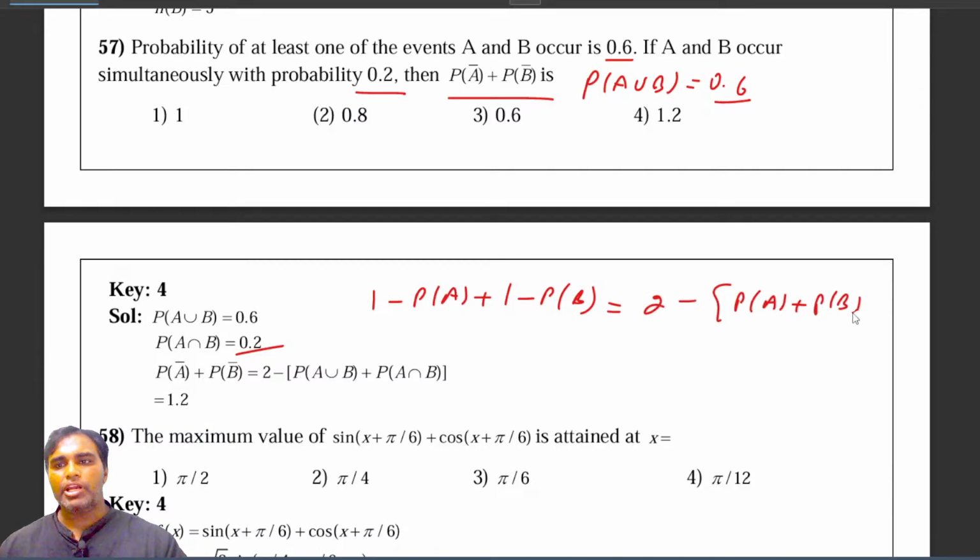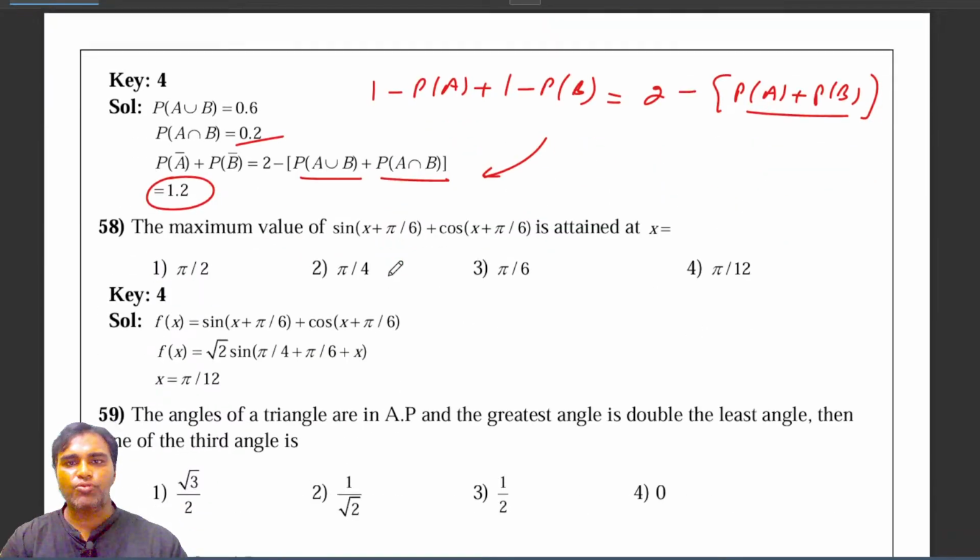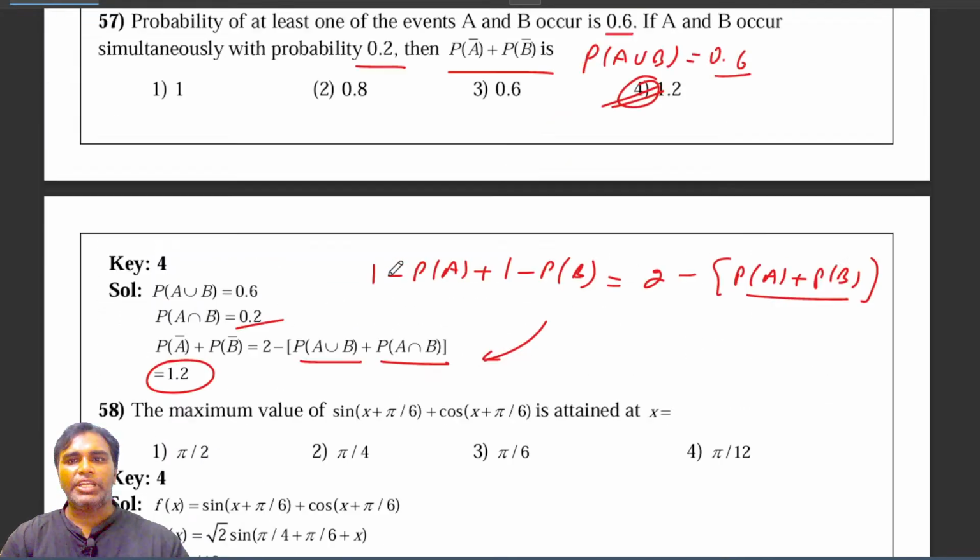And P(A) plus P(B) I can write as A union B plus A intersection B. If we put all these values, we'll get the answer as 1.2. That is option 4. So 57, what is the answer? Guys, the answer is 4. 58, let's do.